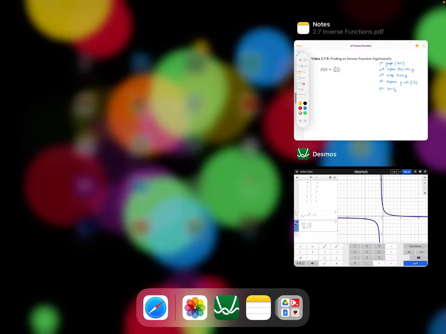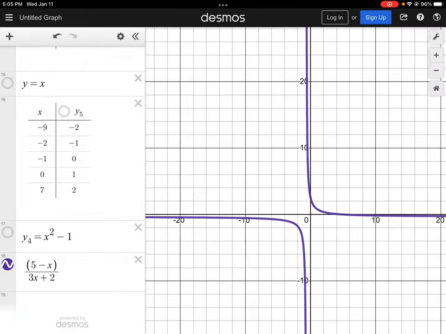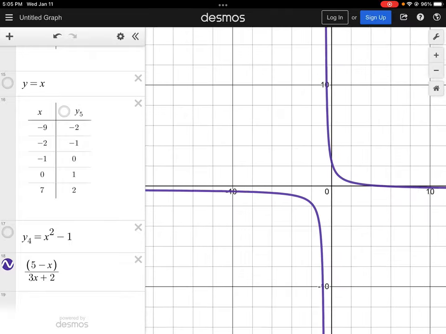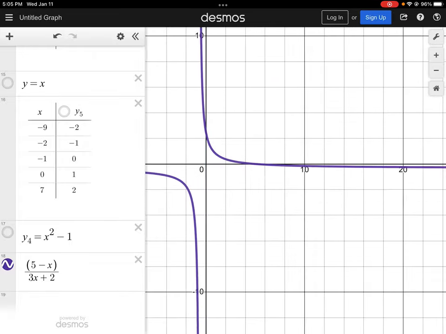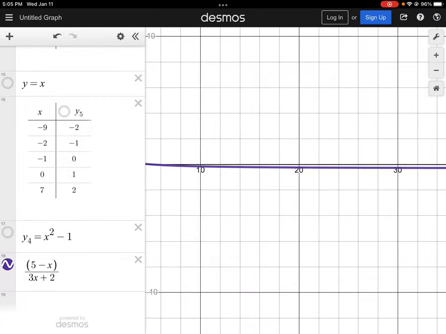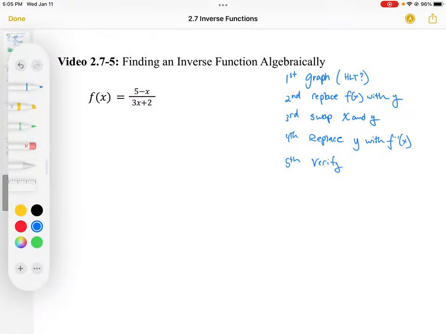So I decided to graph this in Desmos. Here you can see we have a rational function, and it does indeed pass the horizontal line test. Okay, it gets a little interesting along or just below the x-axis, but it's pretty clear now that we're familiar with rational functions that there's a horizontal asymptote. So it passes the horizontal line test, and now we can proceed to the next step.